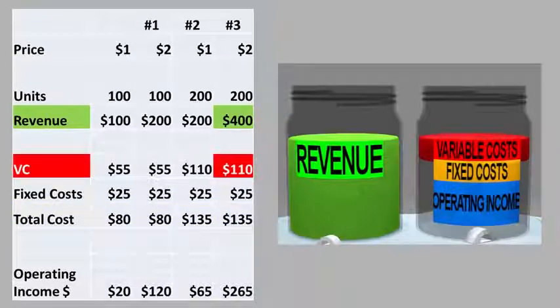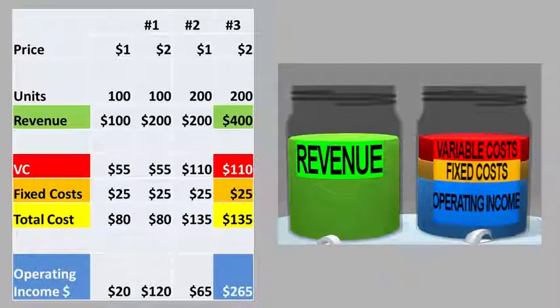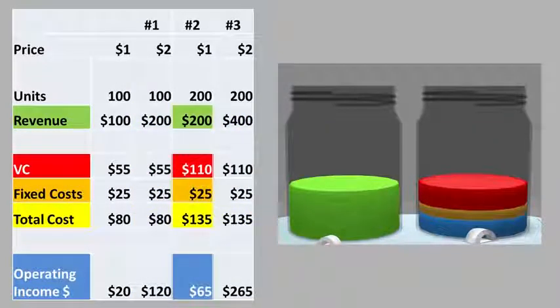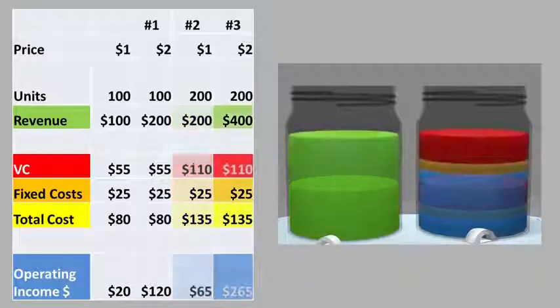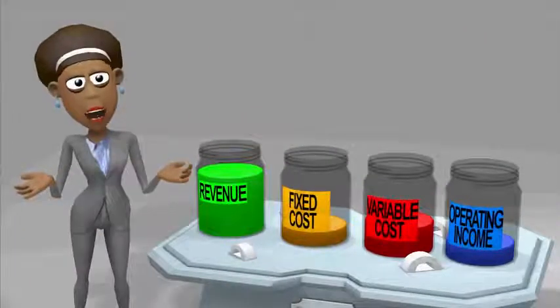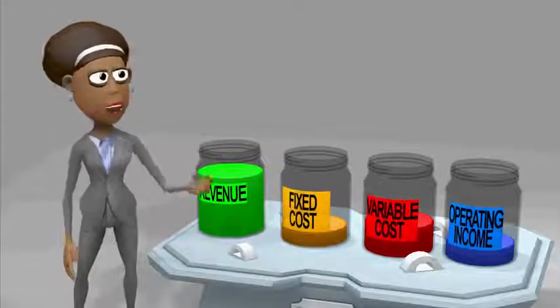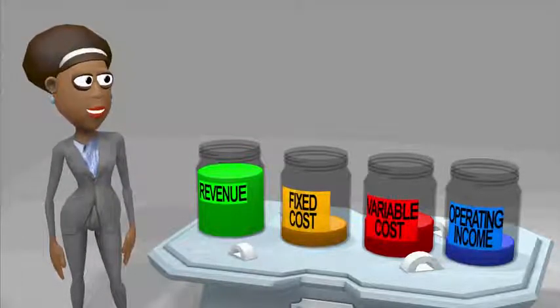Revenue, total variable cost, and total fixed cost interact, resulting in operating income dollars. As costs increase, operating income dollars decrease. In other words, operating income dollars are equal to revenue minus total cost. So what does all of this have to do with operating leverage? Our finance team will fill you in on the details.